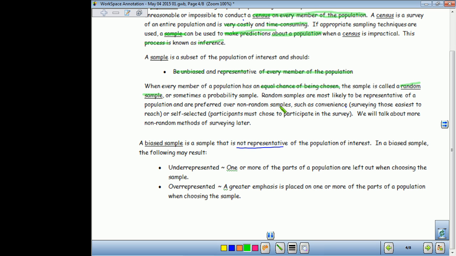We're going to look at the types of sampling, but one of the non-random is a convenience sample. That's where you just, let's say I ask you to survey students your own age, and you sat right where you were and asked the 4 people around you. That would be a convenience sample. Or a self-selected, where participants must choose whether they participate in the survey.